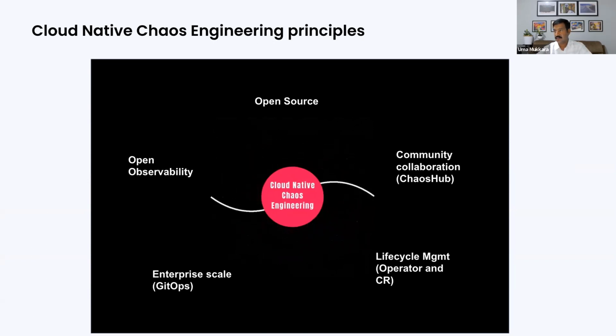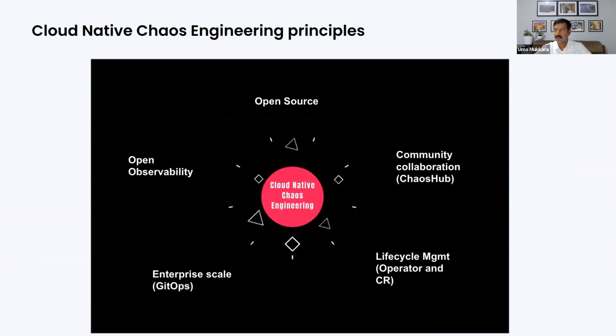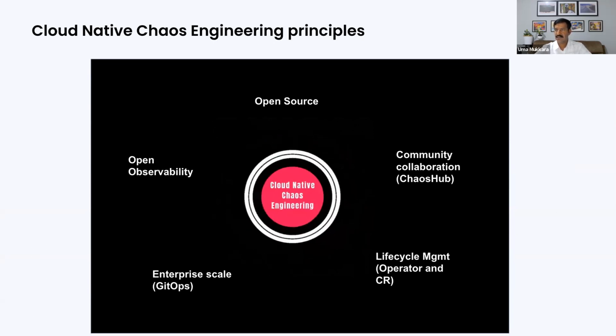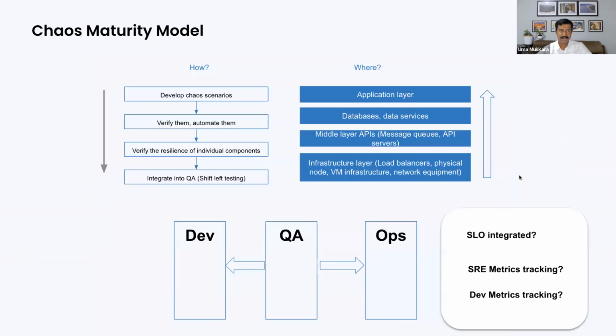Yeah, I think he has posted a link here on the chat for everyone to see. There is something we call Chaos Hub, and that's the open source marketplace for sharing the experiments back to the community, right? Before we hand it out to demo, I'll just quickly go through this.